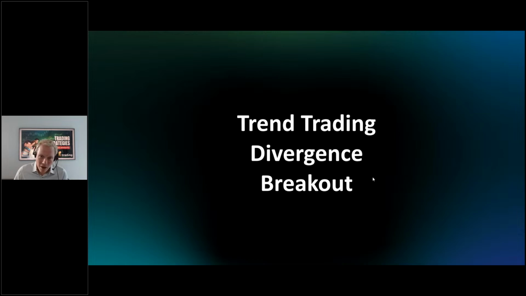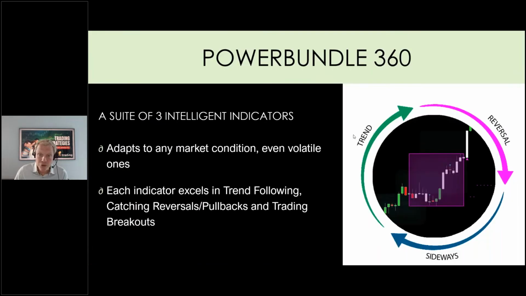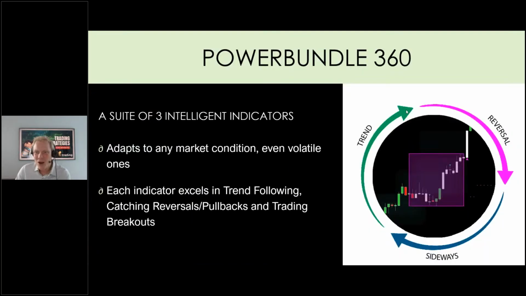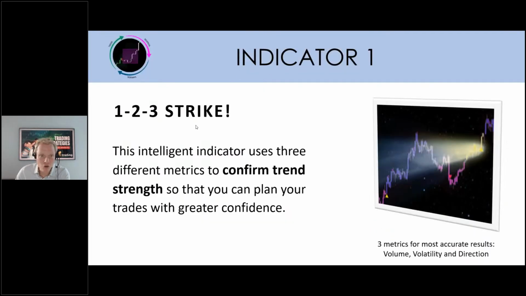Okay, so for this, we actually have developed a whole suite of our own indicators called the Power Bundle 360. We say it's a suite because it consists of 3 indicators. One for each of these trading styles, one for trend trading, one for reversals based on divergence, and one for trading sideways markets, looking for breakouts. So we have this Power Bundle 360, and just real quick, so you have a bit of a feel for it. The first indicator is our trend trading indicator, which we call 1 to 3 strike.